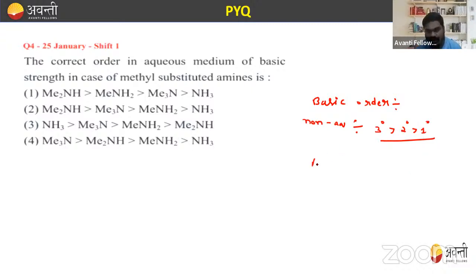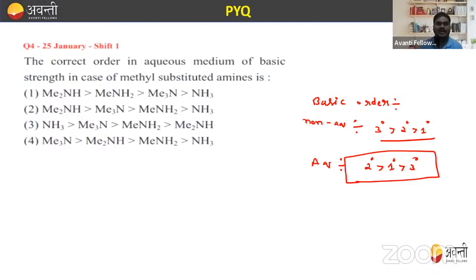Now, if I'm talking about aqueous, so what is the order in aqueous, beta? That is 2 degree, 1 degree, and 3 degree, right? So this is the order in the aqueous solution: 2 degree, 1 degree, and 3 degree. So in this question, they are asking the correct order in aqueous medium of the basic strength in case of methyl substituted amine. So identify which one is primary, secondary. So out of these, this is secondary amine, this is secondary. So after secondary, there are the primary, tertiary, and then ammonia.